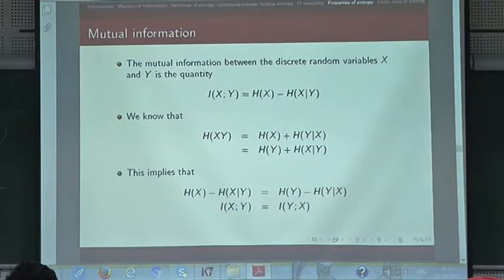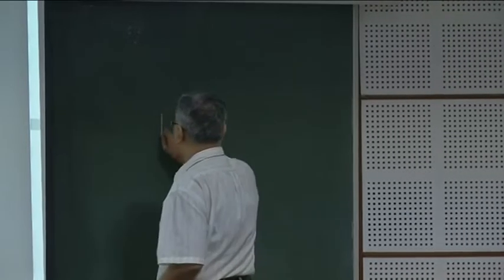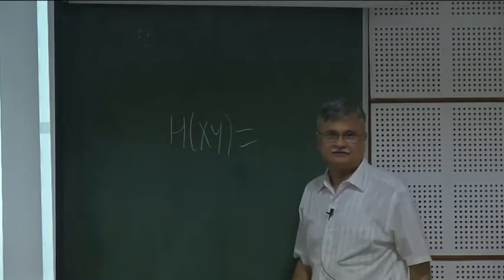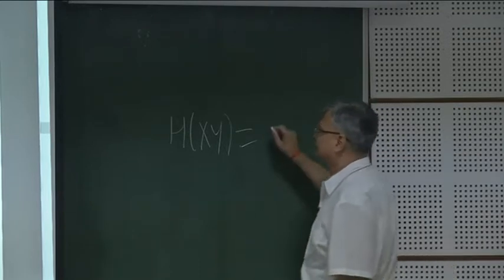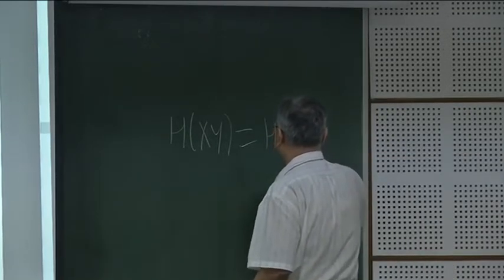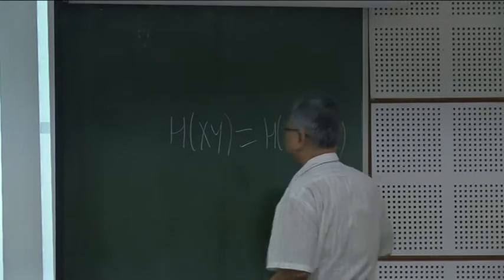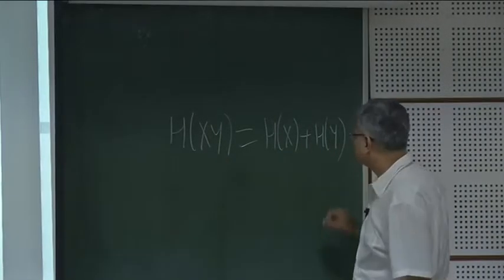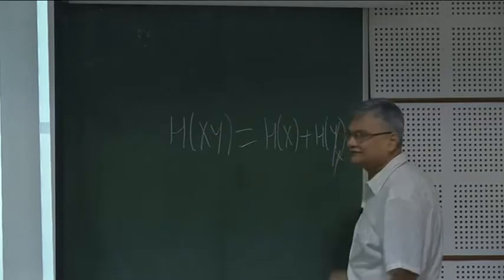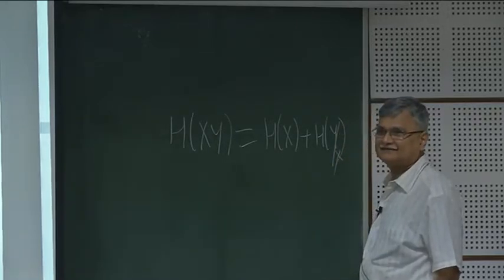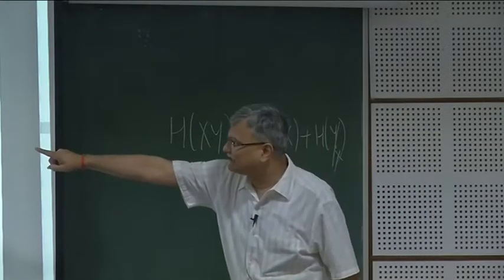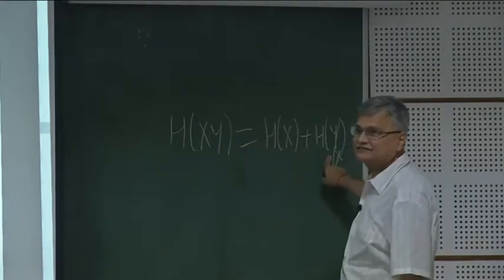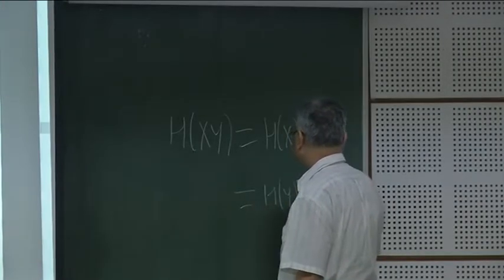So suppose x and y are independent, then what is H(xy) equal to? Correct. Now if x and y are not independent, then H(x) plus H(y given x). So that's what we are saying, H(x) plus H(y given x), or in other words I can say H(y) plus H(x given y).